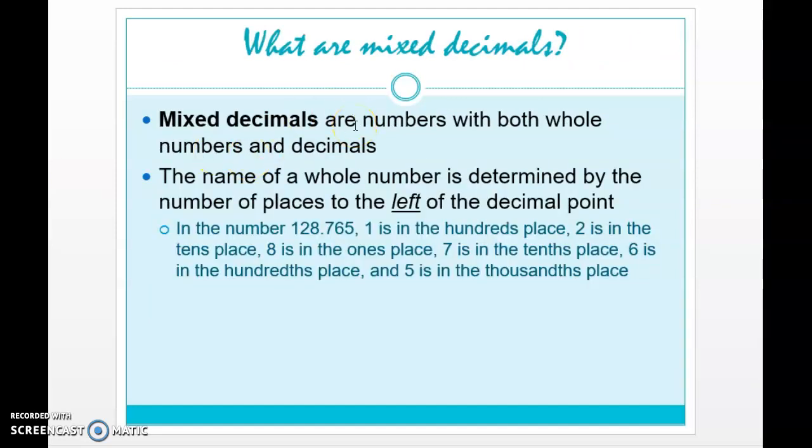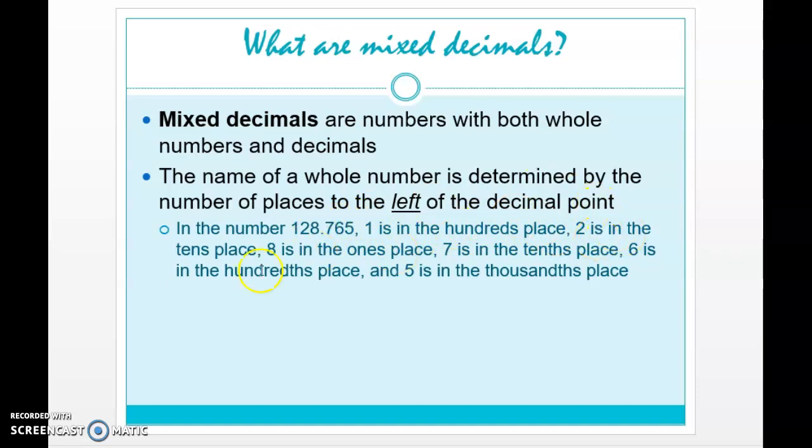What are mixed decimals? Mixed decimals are numbers with both whole numbers and decimals. I know you understand when I say whole numbers because that's what we've been doing from day 1 of our lessons. The name of a whole number is determined by the number of places to the left of the decimal point. In the number 128.765, 1 is in the hundreds place. The place value of 1 is hundreds.